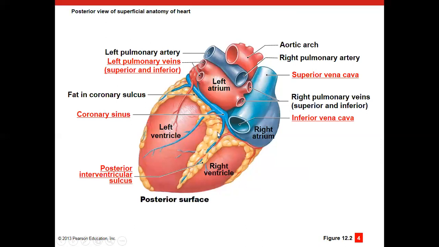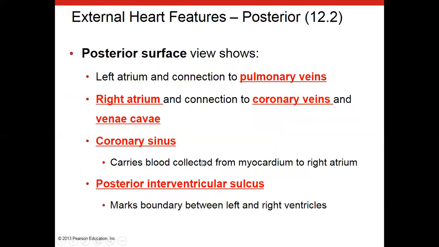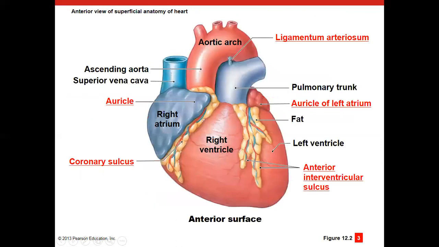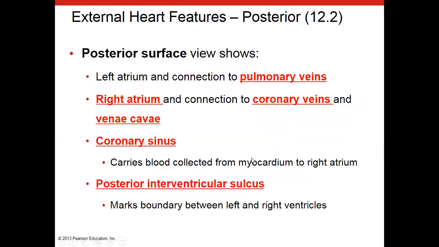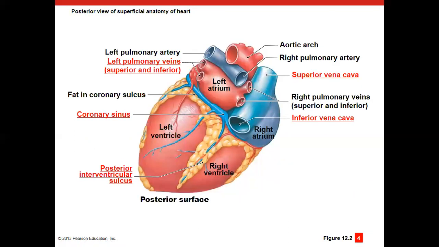If you notice, the posterior interventricular sulcus is pretty vertical when it comes to the layout of the heart, whereas, I'm going to flip back a couple slides, the anterior interventricular sulcus runs at a diagonal along the heart. That's an easy way to tell anterior from posterior in the heart.